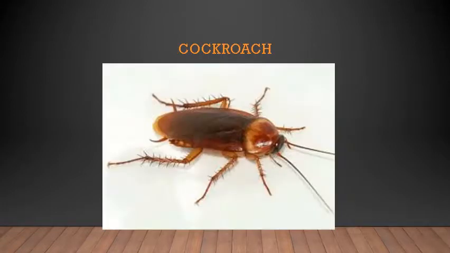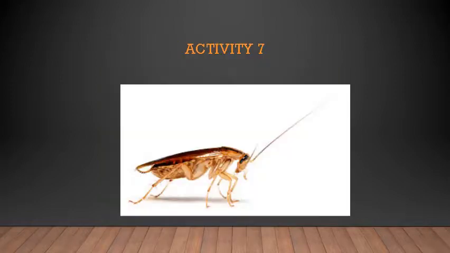Next is cockroaches. Every house will have these cockroaches. It's very difficult to get rid of them, isn't it? So let's see how these cockroaches move. Come to activity 7. Observe a cockroach. Here in the picture you can see the cockroach, or even in your textbook you can see the cockroach. The cockroaches walk and climb as well as fly in the air. They have wings, they fly. Flying cockroaches are much scarier than the walking cockroaches, isn't it?